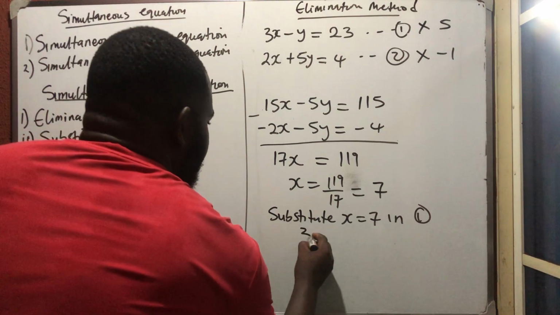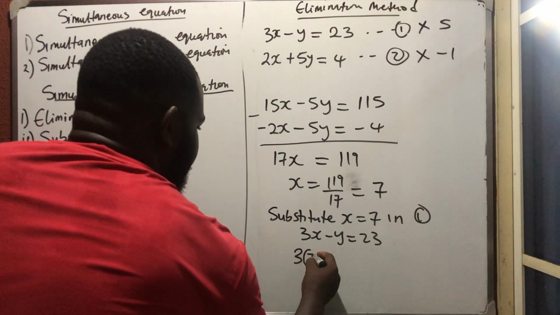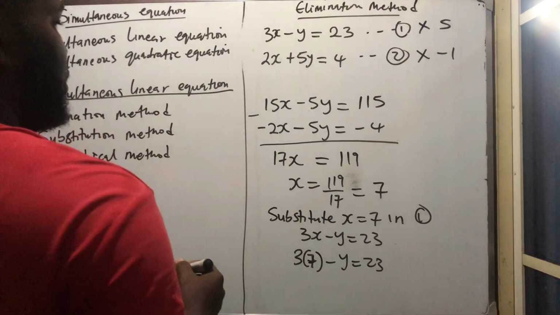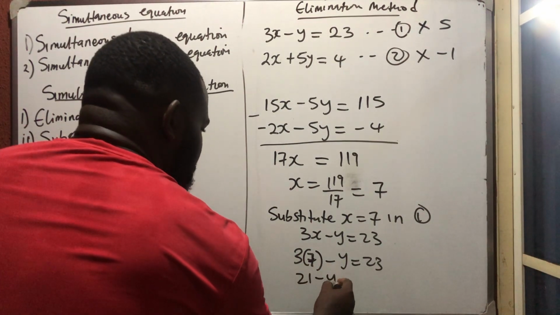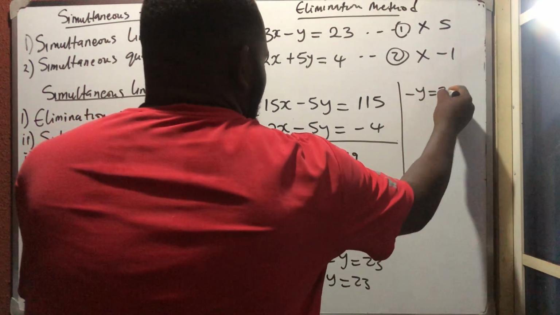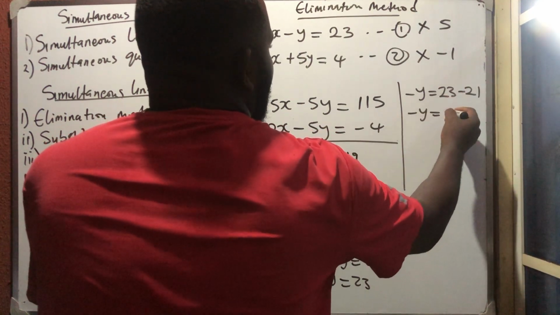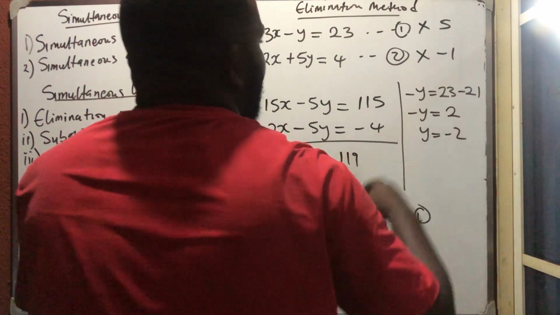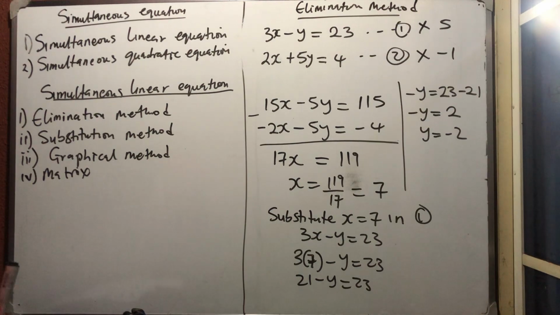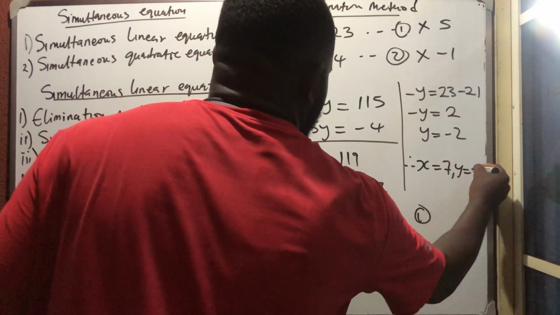And equation 1 said 3x minus y is equal to 23. So therefore, 3 bracket 7 minus what? Y is equal to 23. 3 times 7 will give you 21. So I'm having 21 minus y is equal to 23. Permit me to finish it up here. I'm having minus y is equal to what? 23 minus 21. So minus y is equal to what? I think 2. Therefore y will now be what? Minus 2. By dividing everybody by minus 1, you get that y is equal to minus 2. So therefore I have gotten that x is equal to 7 and y is minus 2.